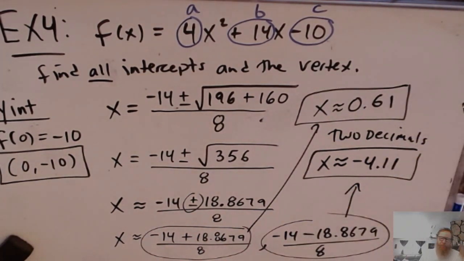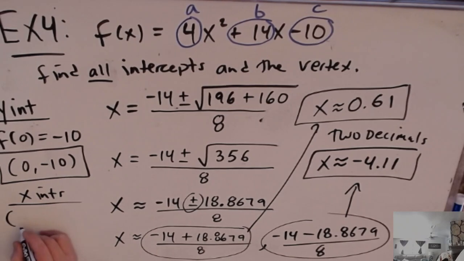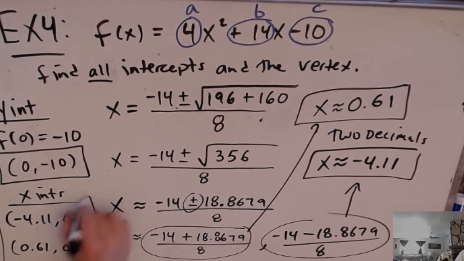All right. Let's add that to our list over here. X-intercepts. Let's do the smaller one first, negative 4.11, comma 0, and the larger one, 0.61, comma 0. So you've got your 2 different x-intercepts here.